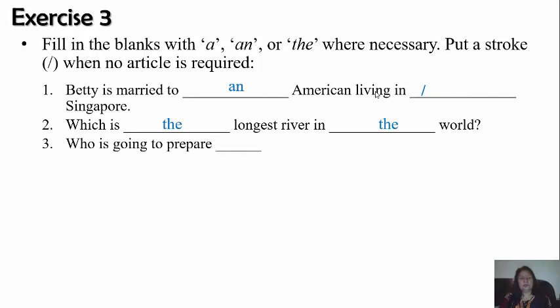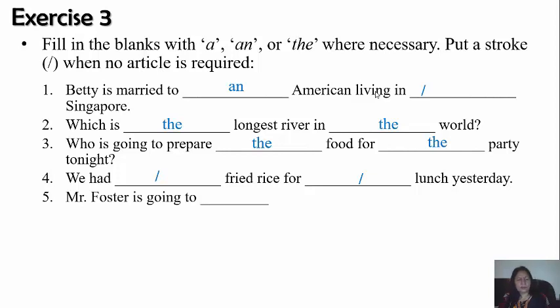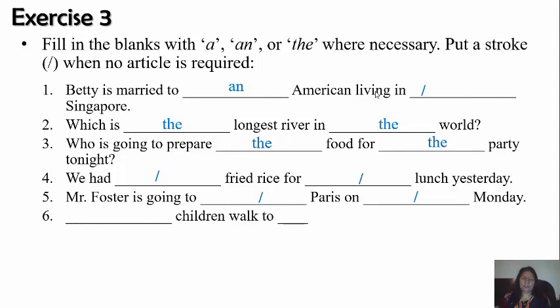Next, who is going to prepare the food for the party tonight? We had fried rice for lunch yesterday. Mr. Foster is going to Paris on Monday. Next, children walk to school. Children walk to the school.